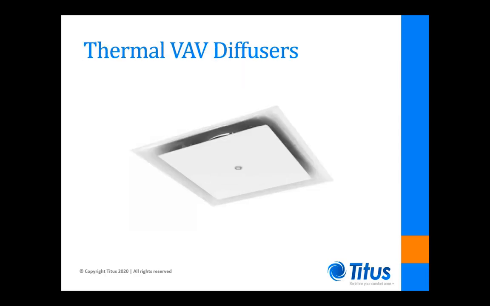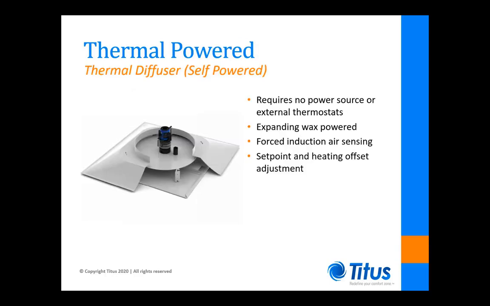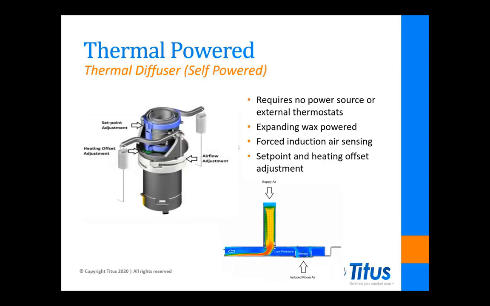Thermal diffusers do not require external power and are installed by simply connecting to the air supply and fitted into a suspended ceiling. The unit shown here is a typical example of a thermal diffuser. It has a plaque face and a 360-degree directional airflow pattern. The heart of this diffuser is a mechanical actuator containing the expanding wax element, which moves the air control disc up and down to regulate the supply airflow.